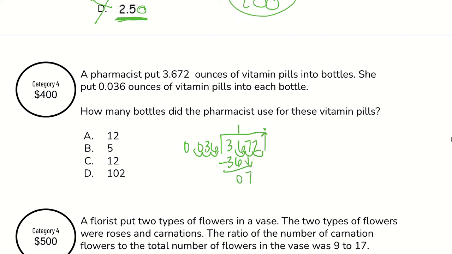And bring down our 7. Can 36 go into 7? No. Let's bring down our 2 as well. We've got to give 7 a hat, like Miss Kip says. It goes in there 0 times. What about 72? Is 36 going into 72? Yes. How many times? Twice. 2 times, which is 72. We subtract and get 0. I love it when we get our zero. So the answer was a nice and pretty 102. Don't forget that 0, guys. That's the trick.